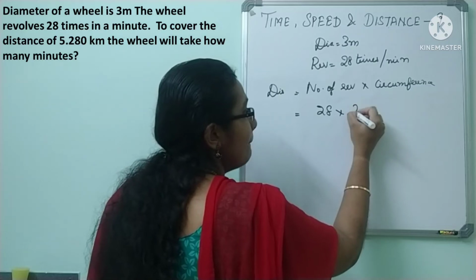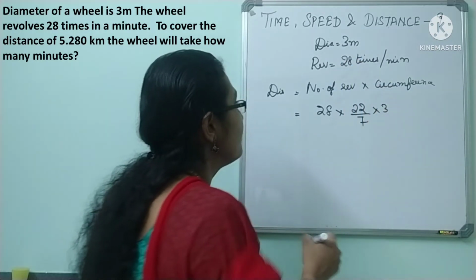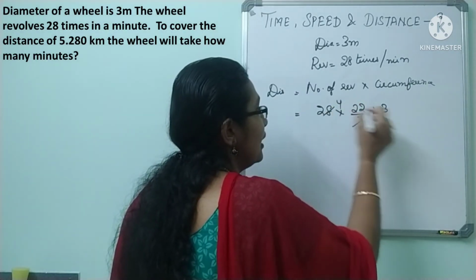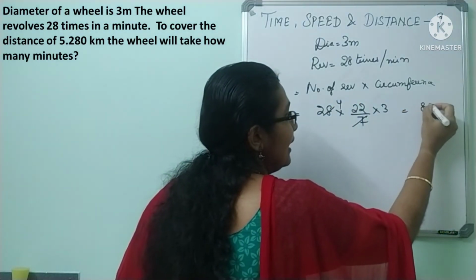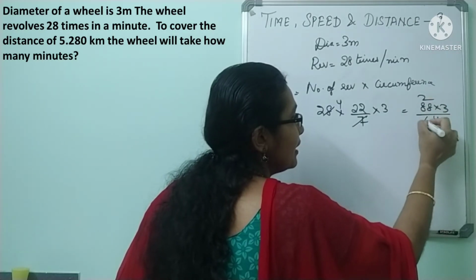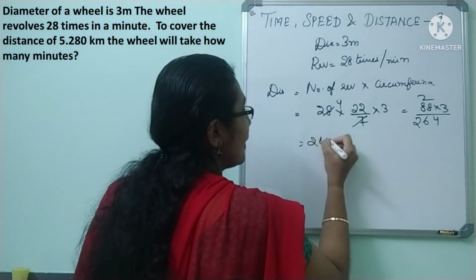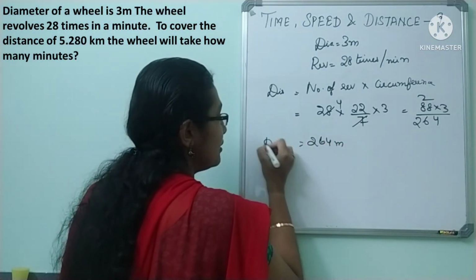You can use it as pi into d because only the diameter is given. So, 7 4s are 28. 22 4s are 88, into 3. 8 3s are 24, 8 3s are 24, 25, 26. So, 264 meters is your distance.